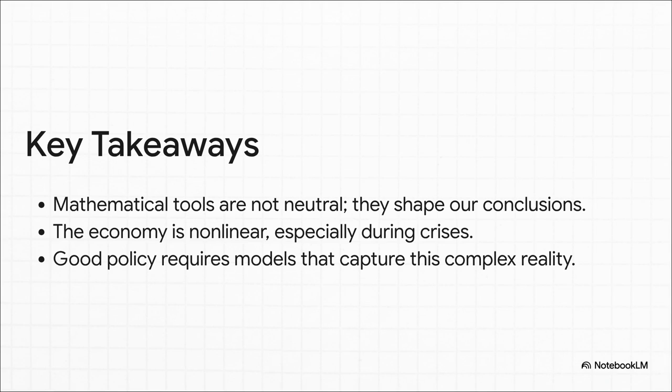So, let's just quickly recap the big takeaways here. First, and this is so important, the tools we use are not neutral. They actively shape what we see and the conclusions we come to. Second, the economy is messy, it's asymmetric, it doesn't behave like a nice simple straight line, especially during a crisis. And finally, if we want to create policies that can actually fight recessions effectively, we absolutely need models that can see the world in high definition, warts and all.